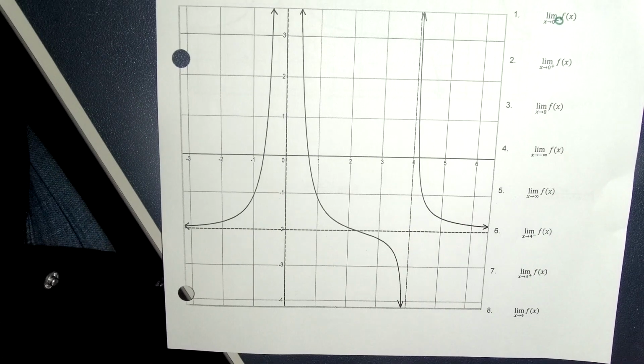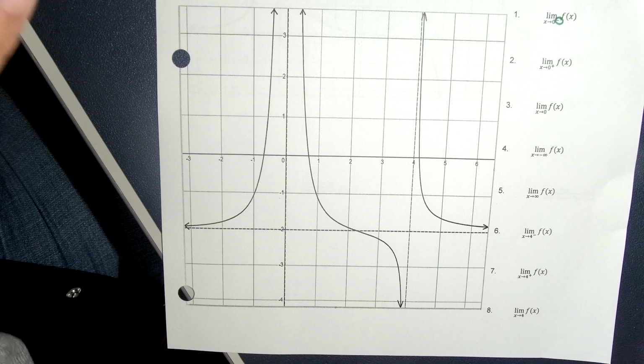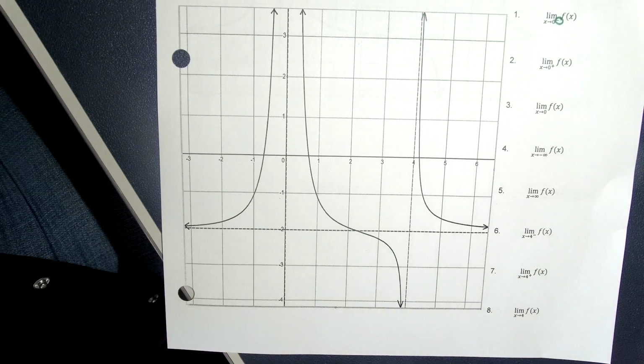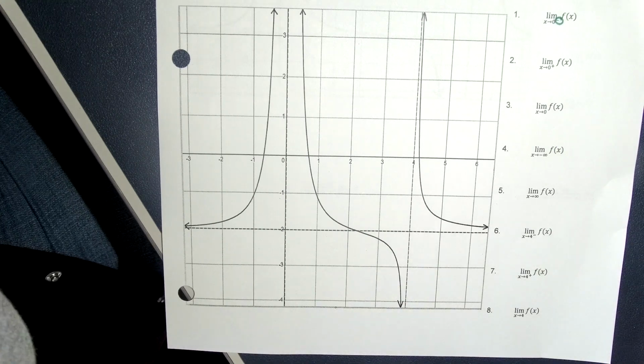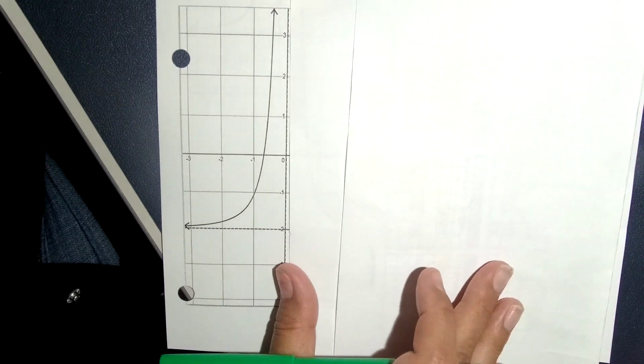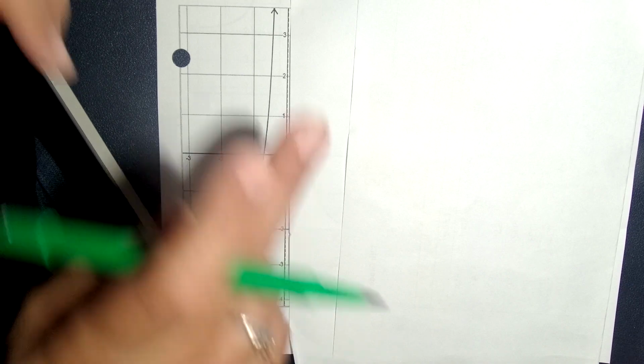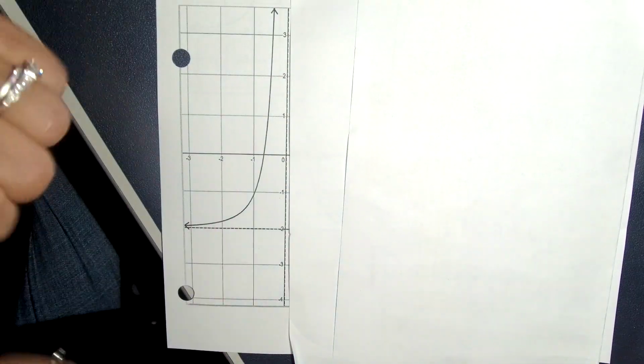From the left. Okay, so if we start from the left, how do I trace my graph? And this is where everybody keeps getting confused. If we're starting on the left side, how do I trace my graph? Not up. Where do we start? On the left, and we go to the what? We go to the right.